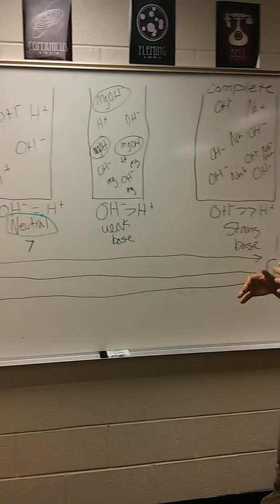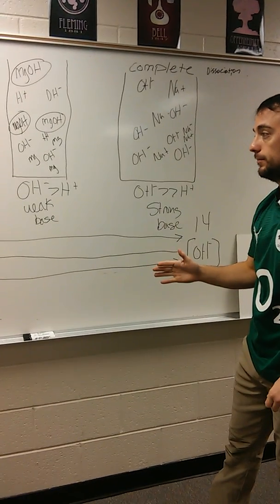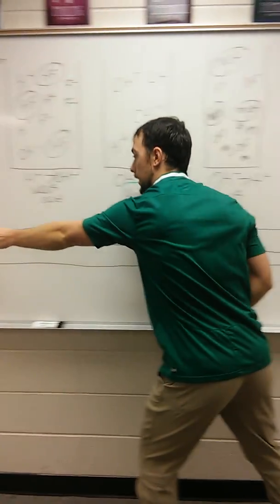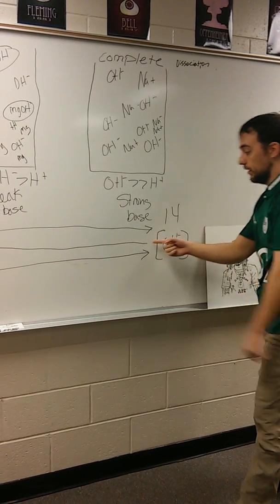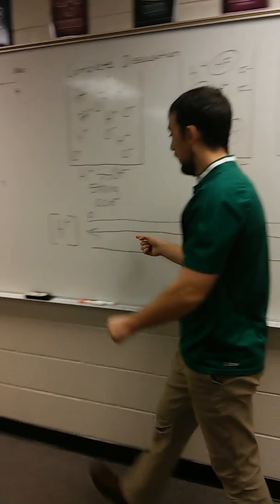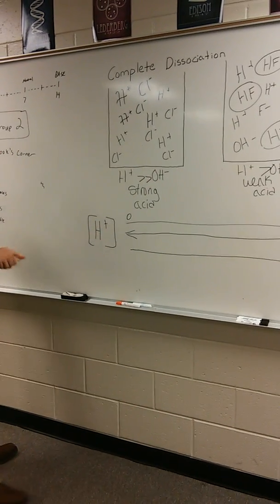All right, what else can we get from this chart? The lines at the bottom. The more we head this way to the right, the more hydroxides we get, the closer we get to 14. The more we head down this way, the more hydrogens we get.